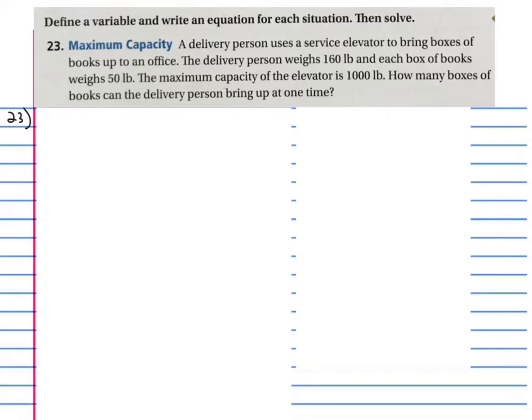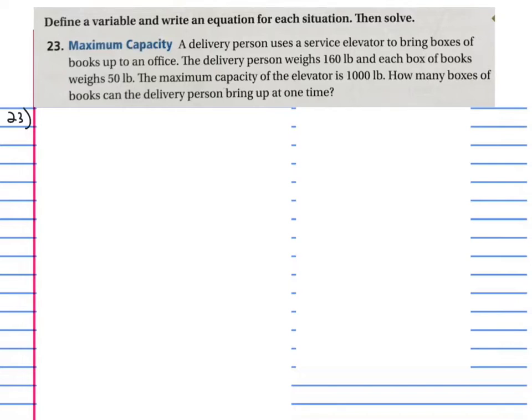So let's first think about this. We know that the weight that we come up with is going to be equal to 1,000. So on one side, it's going to say equals 1,000. Now, where do we get that 1,000 pounds from? Well, you get it from the 160 pounds that the person weighs, and you're only going to have that once because there's one delivery person. But then there's multiple boxes, and they each weigh 50 pounds.